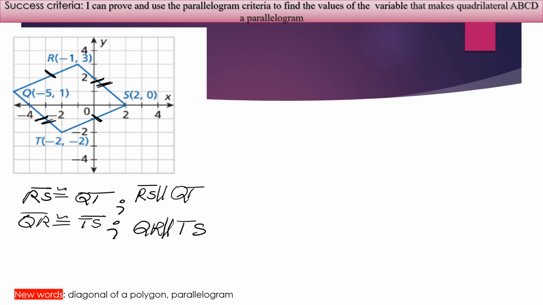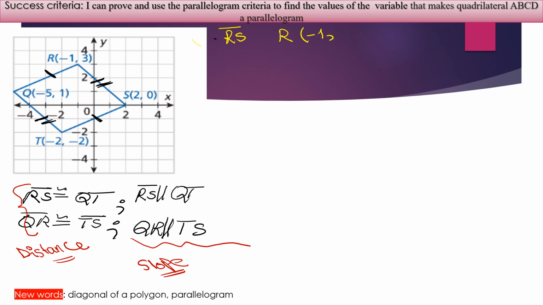To prove this, first of all, in order to prove that the lengths are congruent, I will use my distance formula, and in order to prove that they are parallel, I will use my slope formula. So let's try and see what we get. Okay, so let's talk about RS. Let's talk about my R and S. What are the coordinates of R? It's negative 1 and 3, and S is 2 and 0.